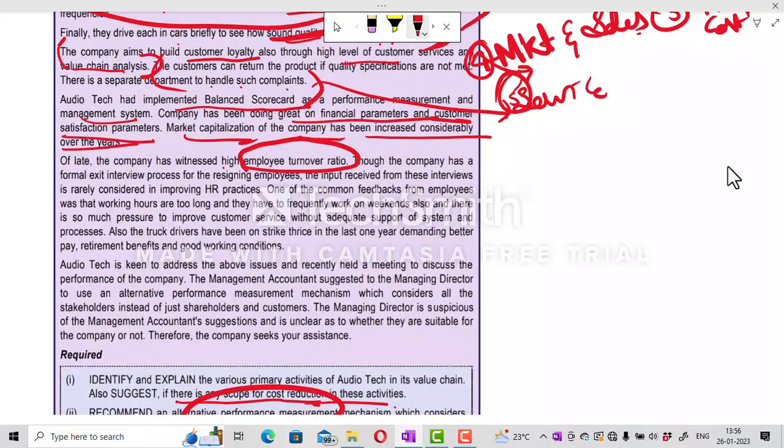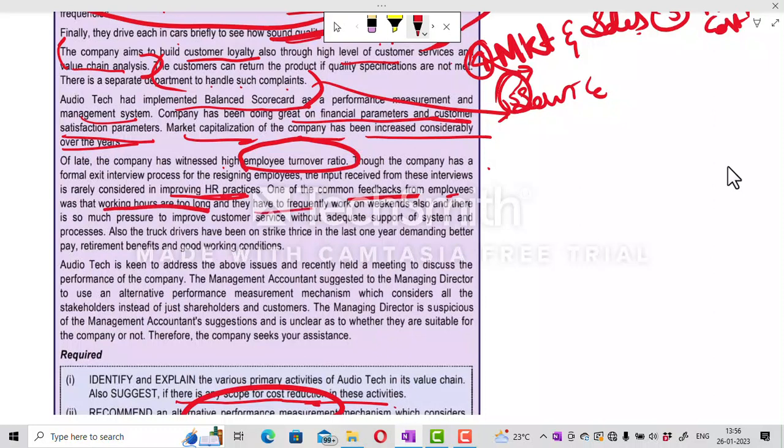Though the company has a formal exit interview process for resigning employees, the input received from them in the interview is rarely considered in improving HR practices. See, they are asking every employee who is leaving the company why they are leaving, but they are not building that into HR practices. Meaning when they are recruiting, selecting, rewarding, or promoting, they are not taking that feedback into consideration. One of the common feedbacks from the employees was that working hours are too long.